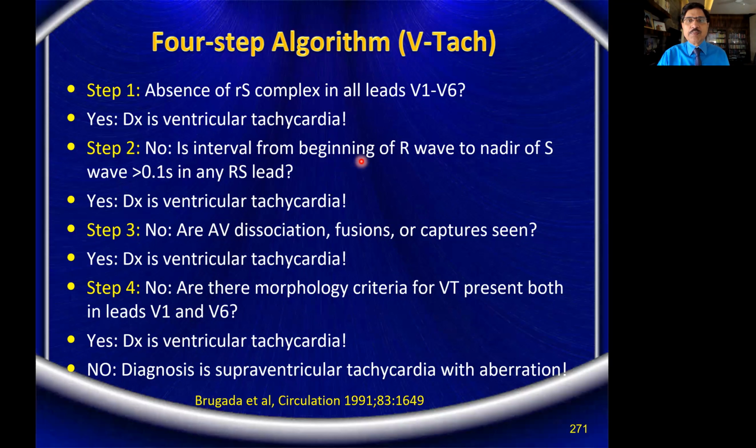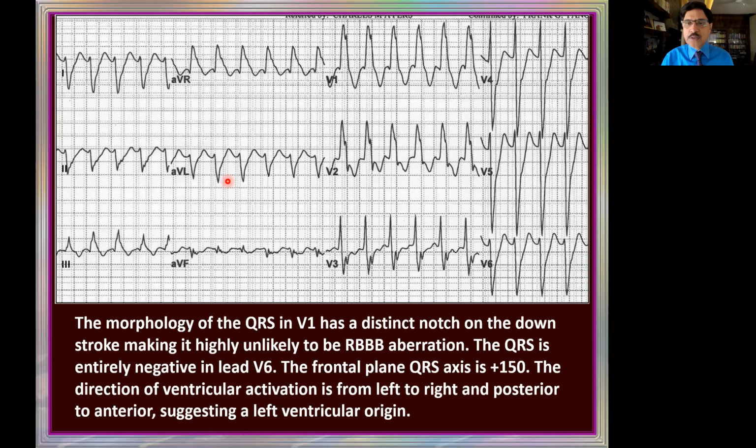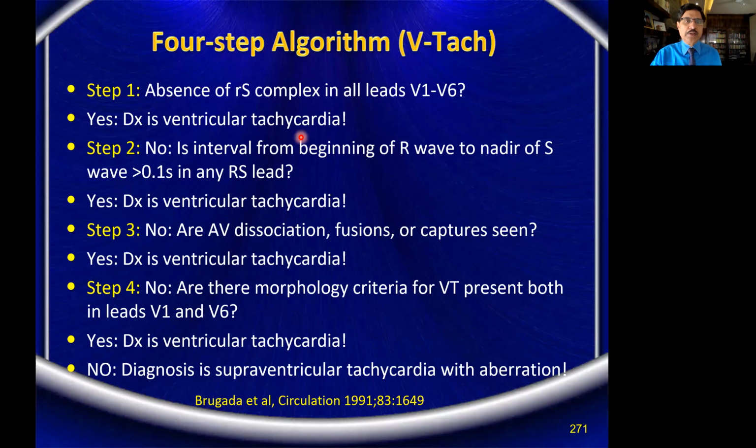The interval from the beginning of the R wave to the nadir of the S wave is more than 0.1. You may see there is a little RS complex here. But the next question is, from the beginning of the R wave to the nadir of the S wave, what is the distance? Is it more than 0.1? Yes, it is there.